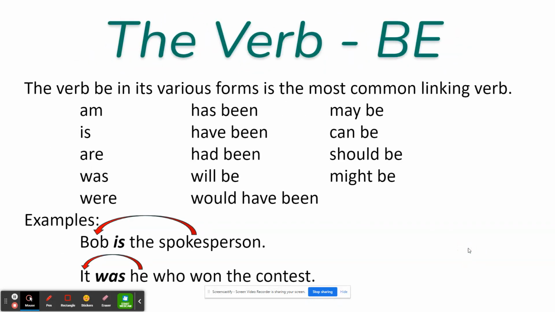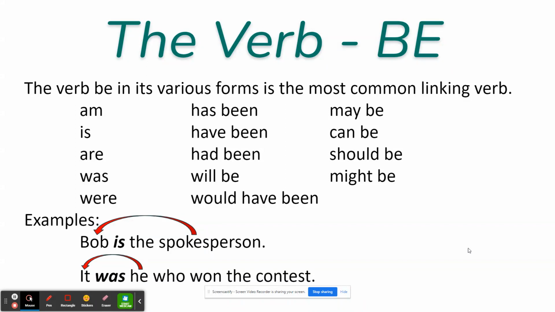So the main linking verb that we use in the English language is usually a form of be. If we look on the screen here, you see all of the most common forms of be that we use. And like I said, this is the most common one. So this is what you are going to be looking for in general when we are looking for linking verbs and seeing how they are linking the subject to the subject complement.